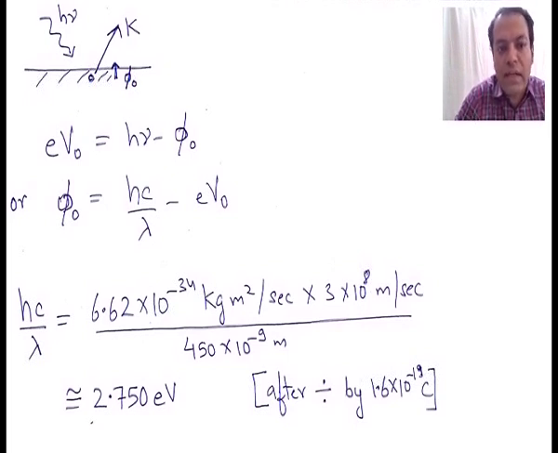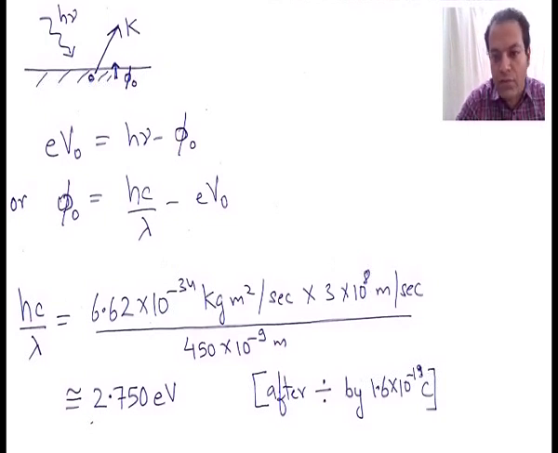Or rearranging the terms for the work function, phi naught is hc by lambda minus eV naught, where I have used lambda times nu is equal to c, which is the dispersion relation for electromagnetic radiation. Our first job is to find phi naught before we find the error in phi naught. So plugging in the Planck's constant, the speed of light, and the wavelength given to us, hc by lambda is 2.75 electron volts.